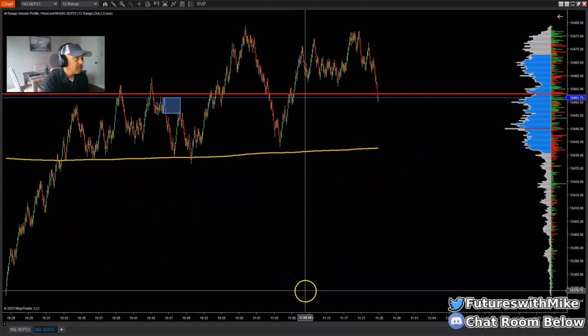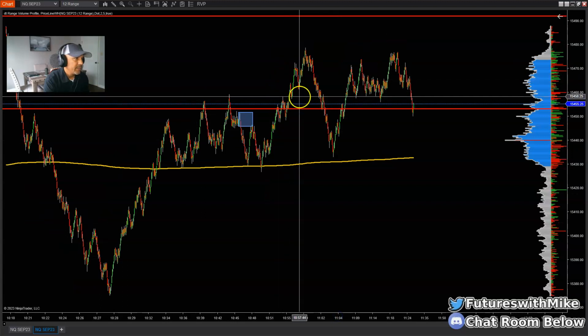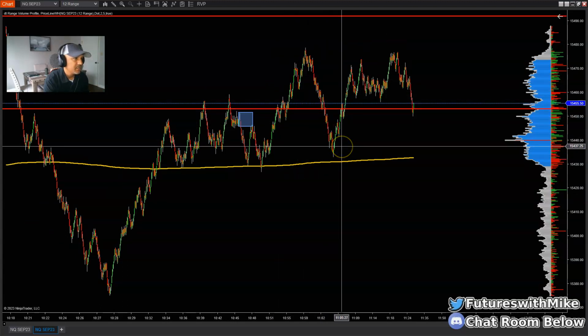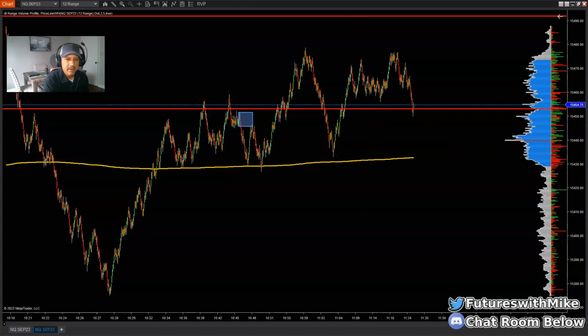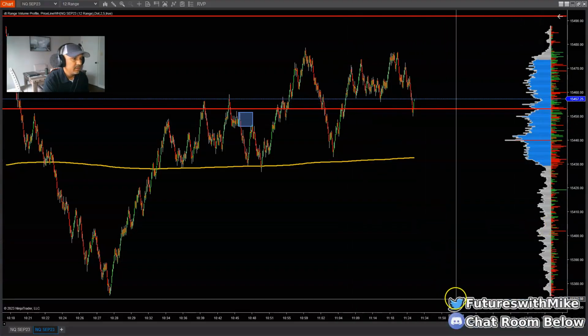All right, so we're looking at the NASDAQ. Let's see here. We got a run to the downside, taking out some structure. We got a run back to the upside here. So let's see here.